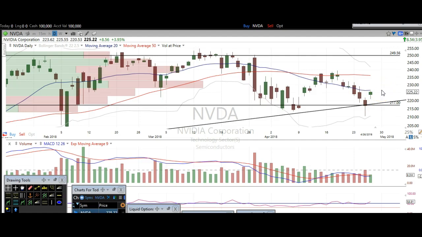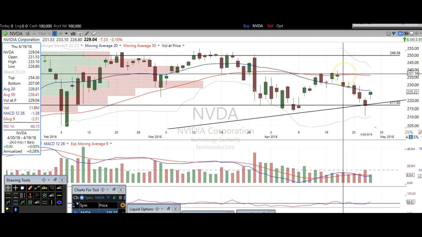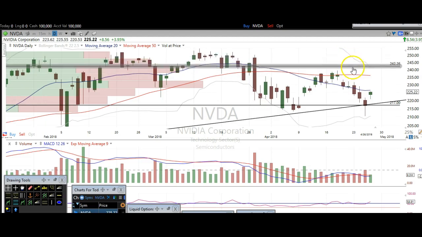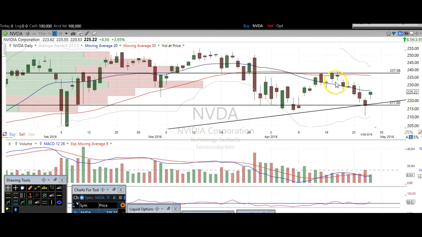I think that NVDA is bullish. I think it's going to head higher. If we head lower in the short term, I think it's a buying opportunity. And I think at the very least, conservatively, these highs at about 237 are going to get hit. You can see that it was resistance right there, right here, and right here. It's also where the 50-day moving average is sitting right now, that red line. So these are the levels you want to be focusing on for NVDA.